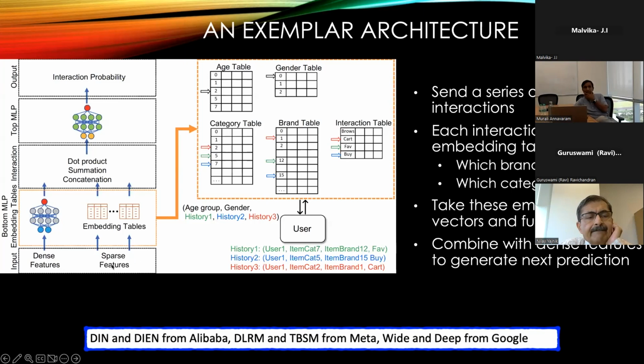And what do the sparse features do? This is where most of the magic of recommendation systems goes into. These are called sparse features, or what are called embedding representations.